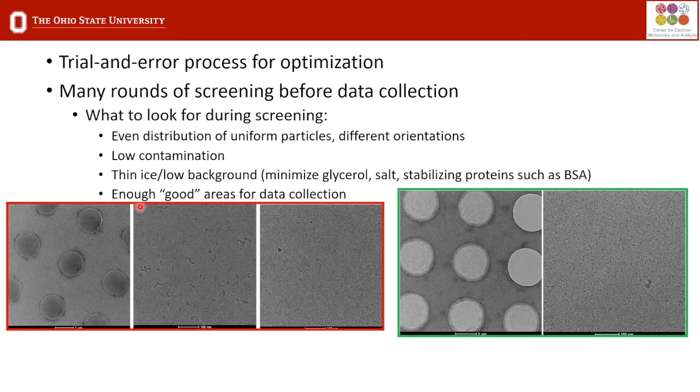You also need to have enough good areas for data collection. Like I might have 1 or 2 grid squares that look really ideal, but that's not really enough to get me a full data set. So I try to shoot for a minimum of 10 good grid squares, but that's kind of an arbitrary number. Ideally, you want your entire grid to be good.